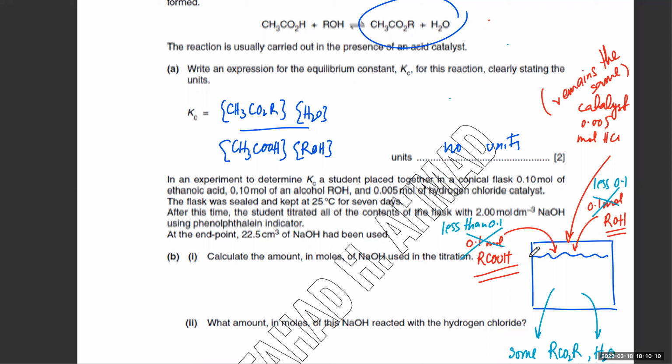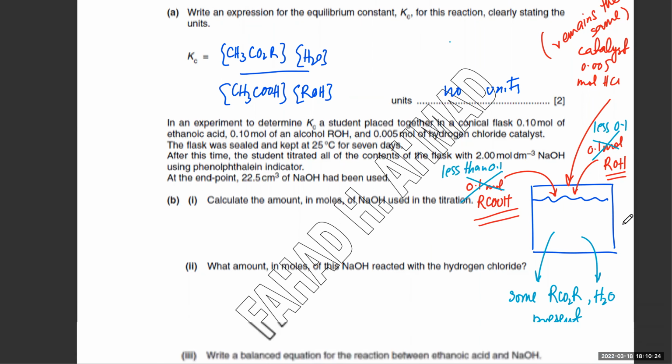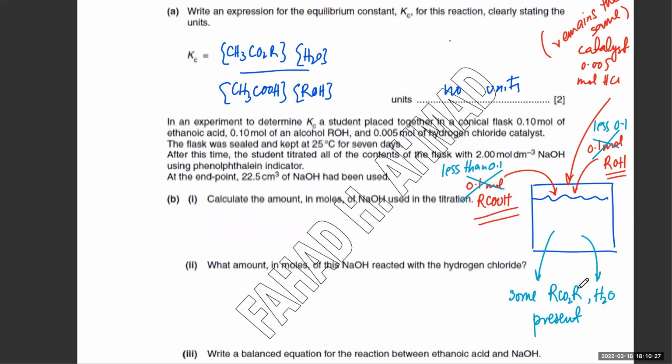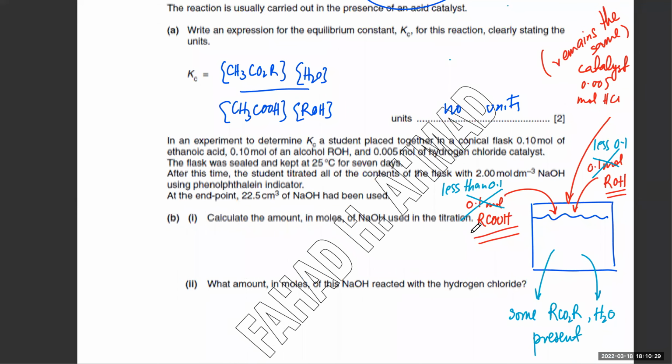Okay, after 7 days, the catalyst would remain exactly the same. So after 7 days, there would be some carboxylic acid left because we're assuming not all of it reacts. And there would be some alcohol left as well. Or wo jo thoda sa react hua na, they would produce an ester and a water molecule. So is this part clear to everyone? Were you clear, Maheen? Mikal, is this clear? Yes, sir. Yes.